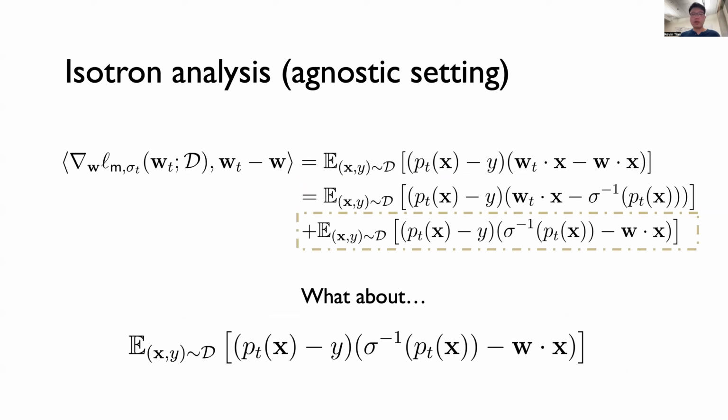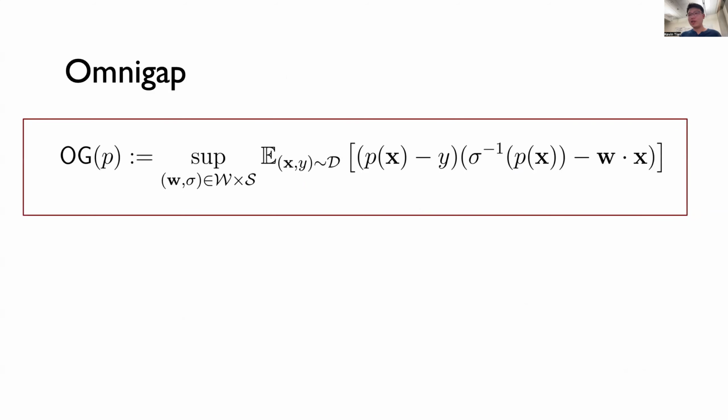On the other hand, consider the third line. This is the thing that we related to the squared loss in the realizable setting. However, in the agnostic setting, we don't have any relationship between y and w dot x, so it's unclear a priori how to analyze this term. So we go ahead and define this term as our key notion of a gap guarantee, and we call this term the omni gap.